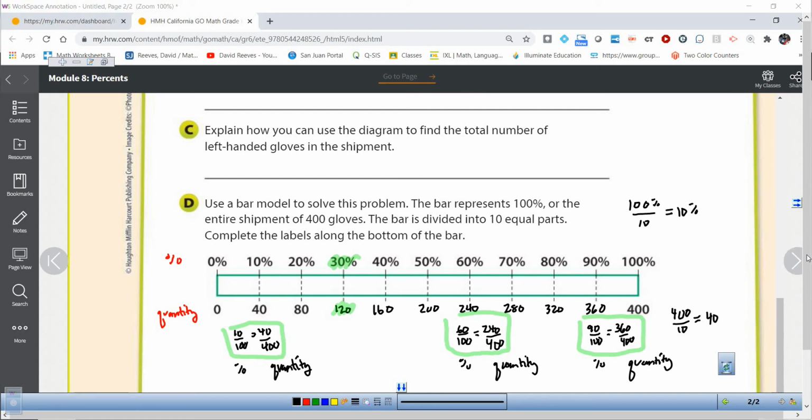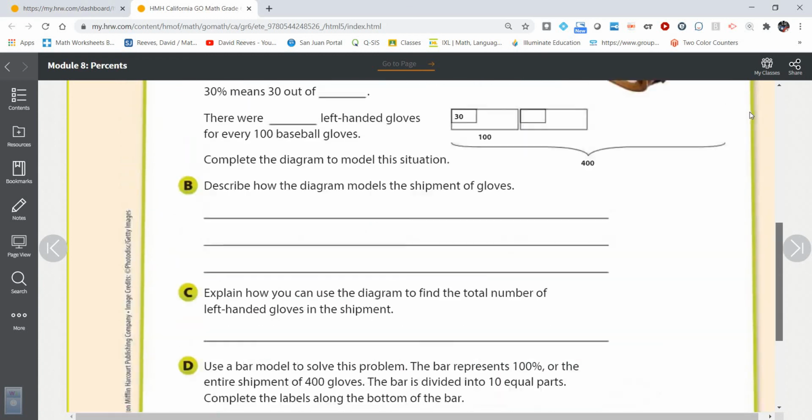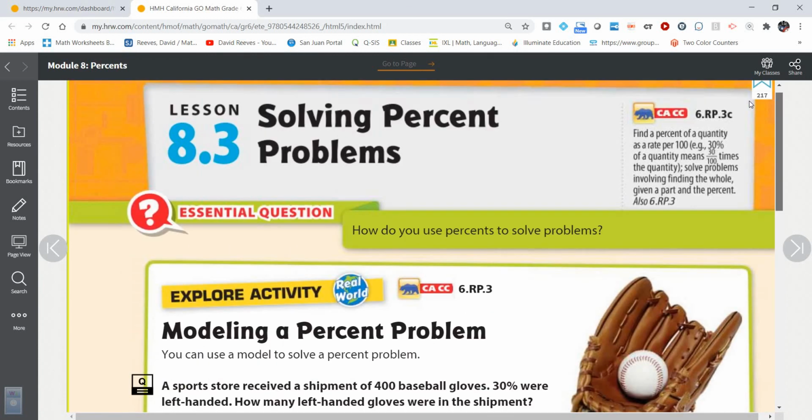So that's our introduction to solving percent problems. In our next video, we're going to actually dive in and do some solving.